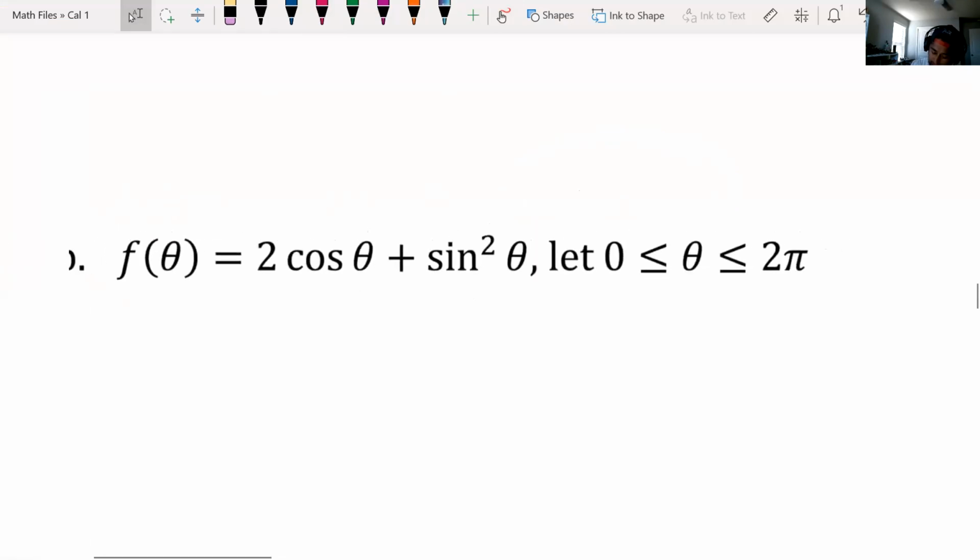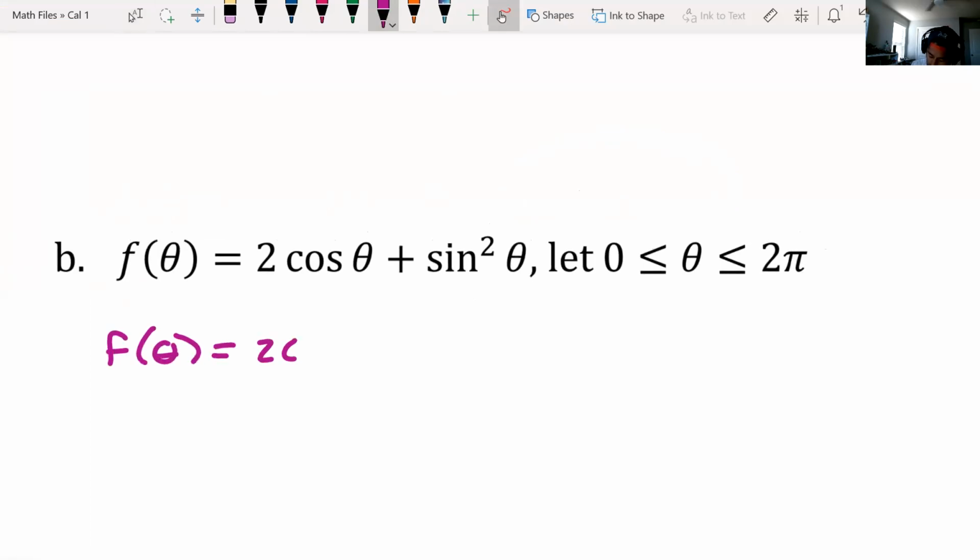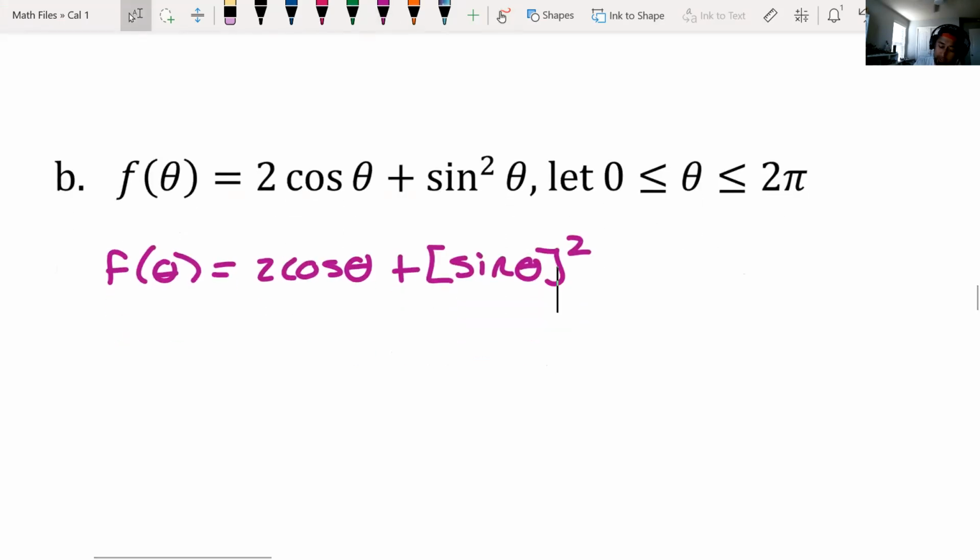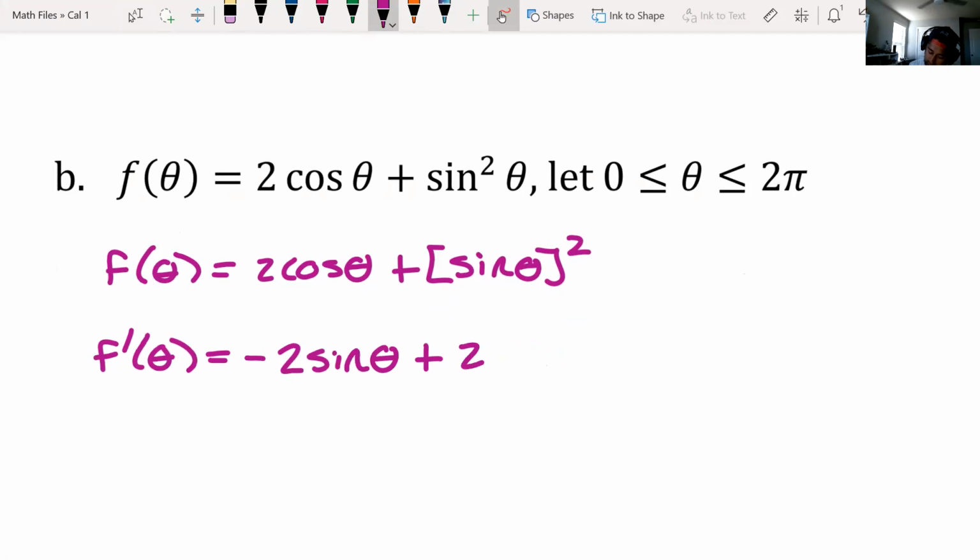Before we do that, let me rewrite this as f of theta equals 2 cosine theta plus sine theta to the second power, just so we can see the chain rule going on. So we take the derivative and you get -2 sine theta plus 2 sine theta times cosine theta. Perfect. So there's the derivative.